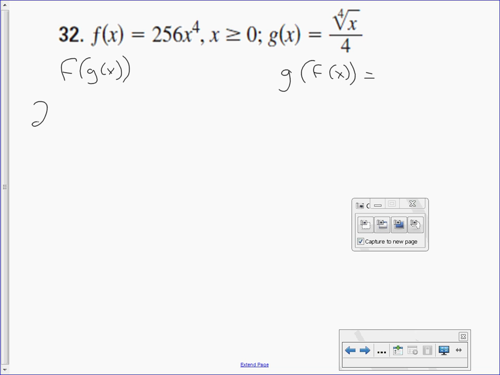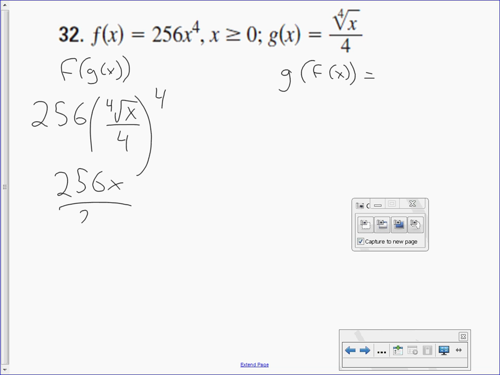So f of g of x is 256 times 4th root of x over 4, to the 4th power. So here's what we do. We have to distribute in that 4th degree. So we have to figure out what 4 to the 4th is. 256. 4th root of x to the 4th, x. So you wind up with 256x over 256, otherwise known as x. All right?